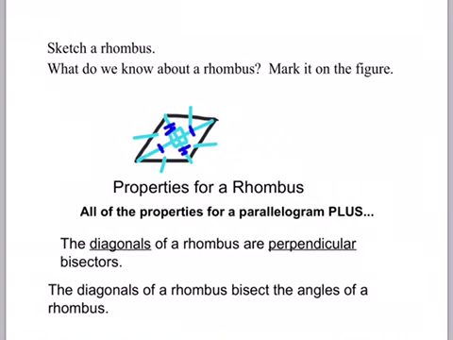Plus, they're going to have all of the properties of a parallelogram, which means that their opposite angles will be congruent, and so on and so forth.